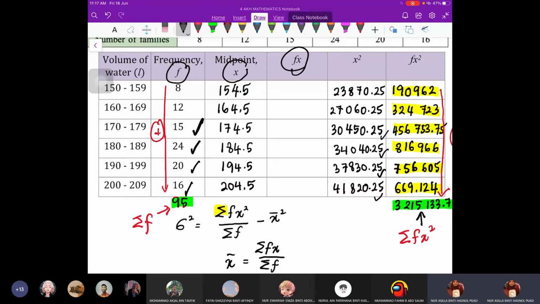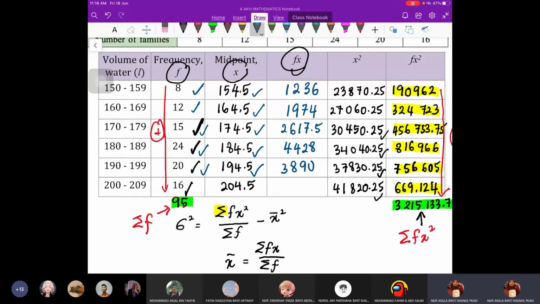So you will get, so 8 times 154.5, 1236. Okay, and then 12 times 164.5, 1974. And then 15 times 174.5 is 2617.5. 24 times 184.5, you get 4428. 20 times 194.5, so 3890. And last, 16 times 204.5, get 3272.